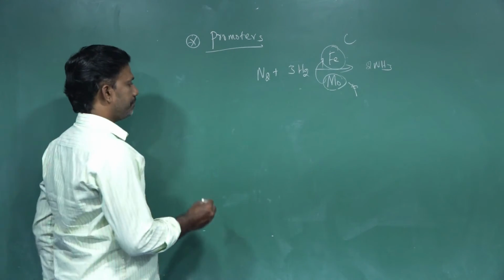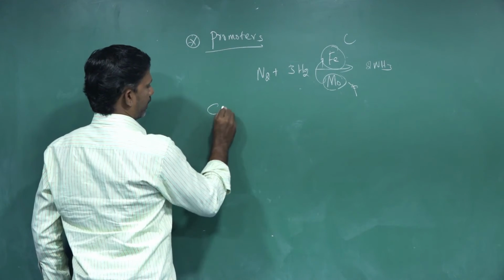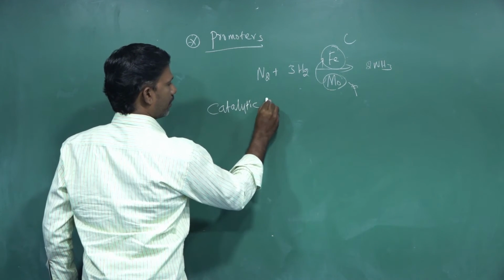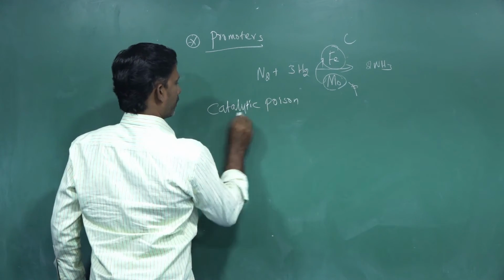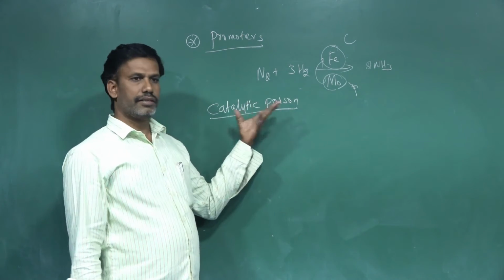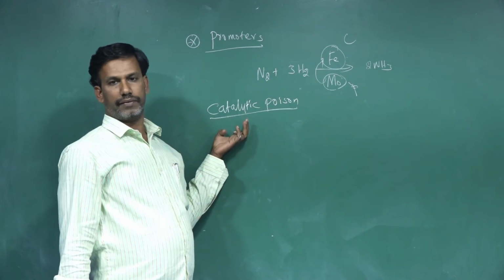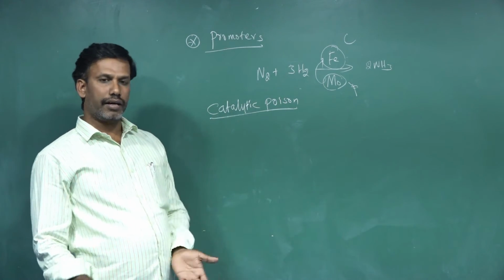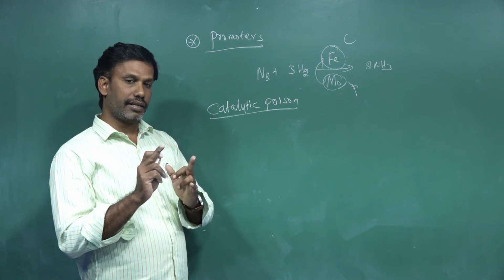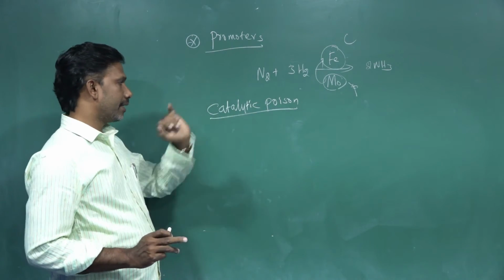Okay. Then when a positive thing is there, there will be a negative. That is called a catalytic poison. From the word itself we can conclude that the activity of the catalyst is poisoned by something. So something which poisons the activity of the catalyst, or which retards the activity of the catalyst, is called a catalytic poison. Clear with this? Which retards the activity of the catalyst, not the overall reaction.